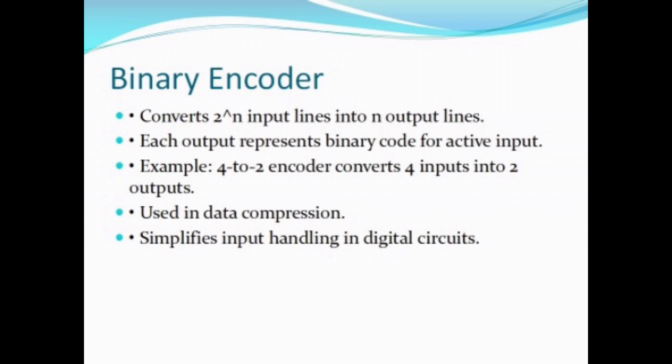It is mainly used in keyboards, sensors and digital circuits to compress data. Mainly an encoder compresses data, because we have 2 to the power of n input lines going into n output lines. That output is a compressed form of the input. So it is mainly used in data compression. That is why the wires and connections are reduced in a binary encoder.